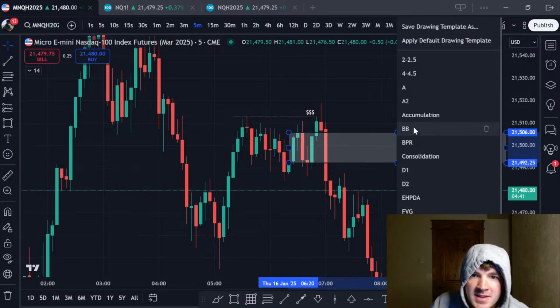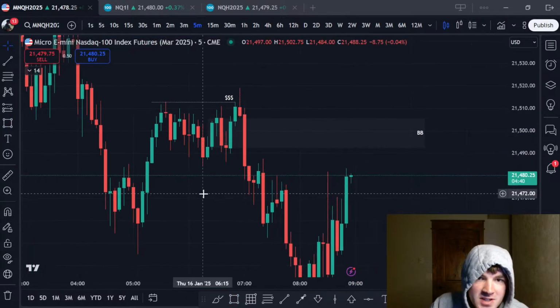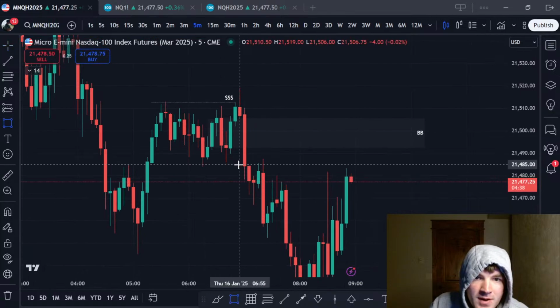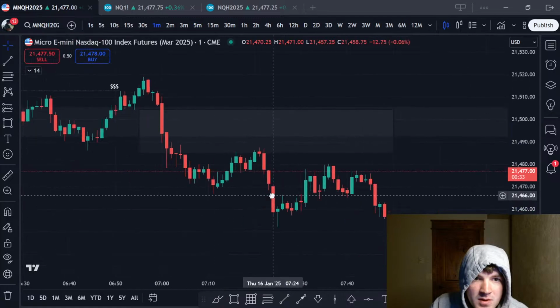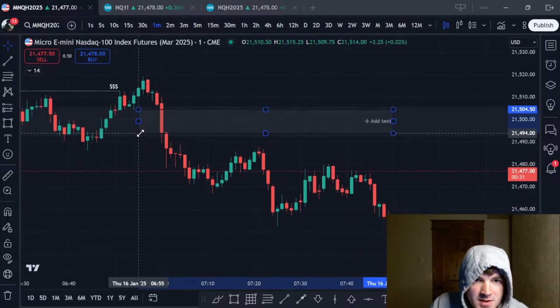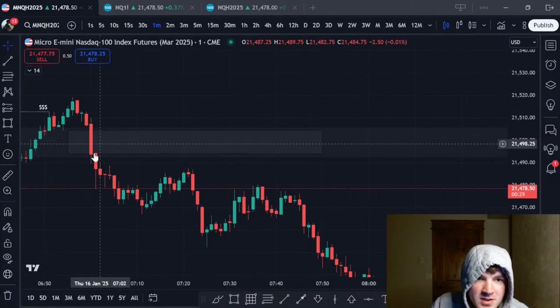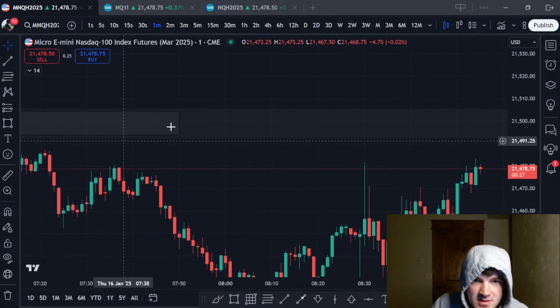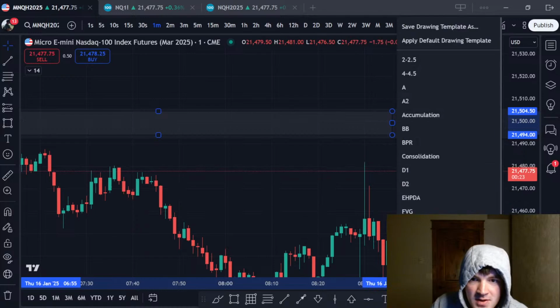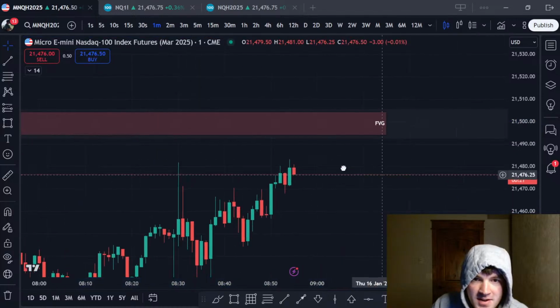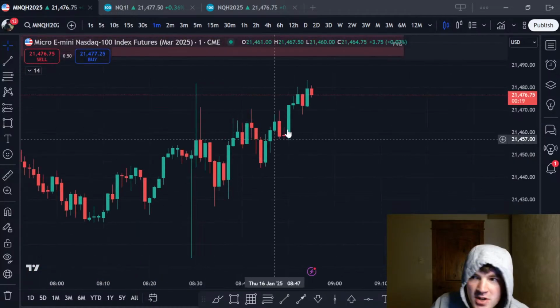What I would like to see in this kind of situation is us push into this 1 minute fair value gap at the least, and then I want to see a lower time frame reaction off of this area. So we have a lot of generated liquidity here.